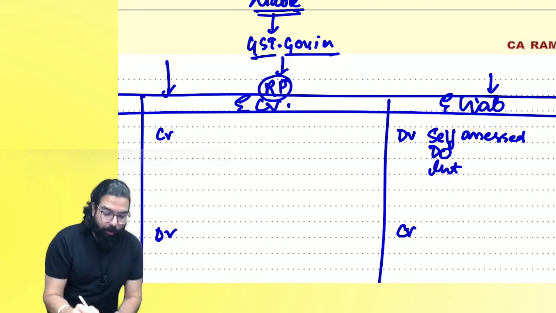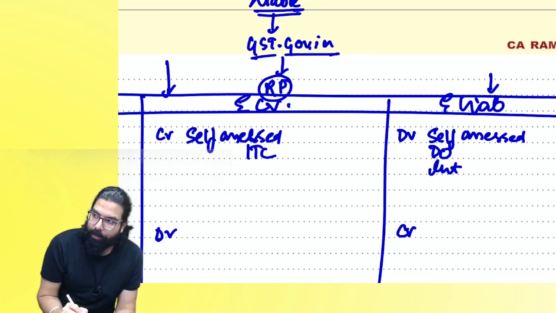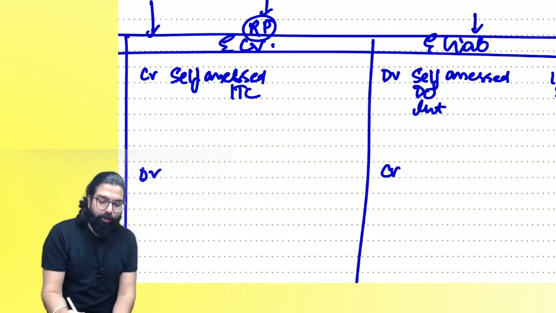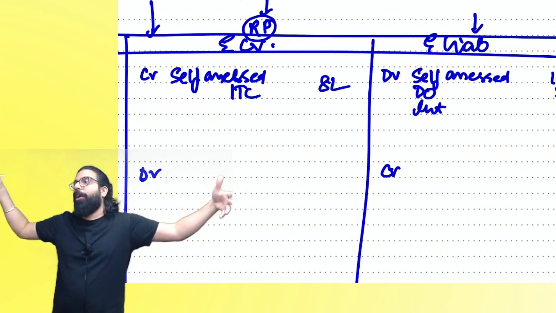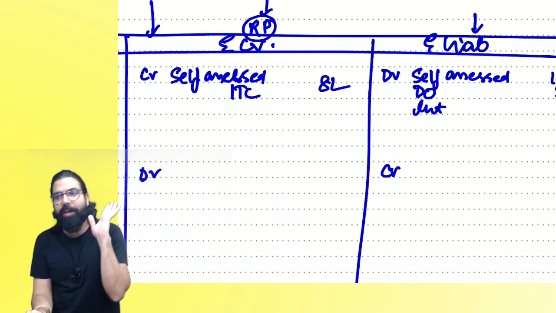You ask for it. So whatever self-assessed input tax credit you claim will come in your credit ledger, yes or no? In your return, you told that self-assessed ITC is supposedly 8 lakh rupees. In your GSTR 2B, how much is appearing? 8 lakh. And you told 8 lakh rupees. The government will give you the credit.